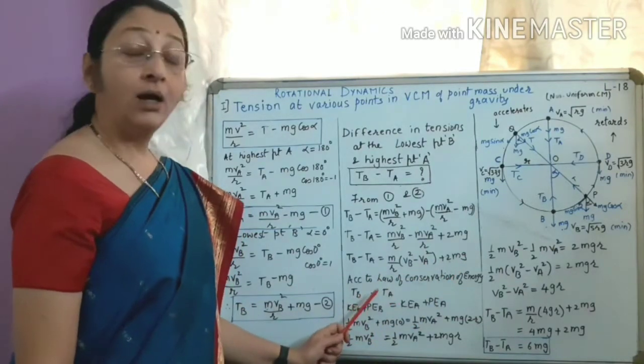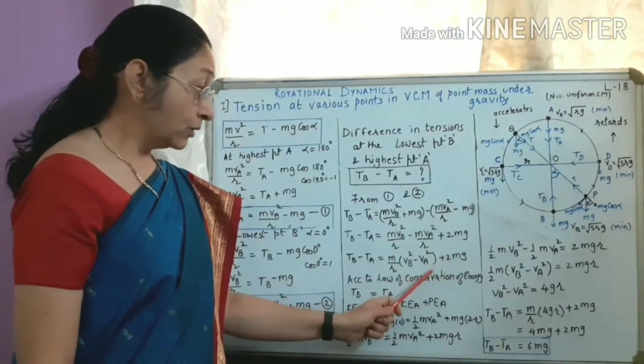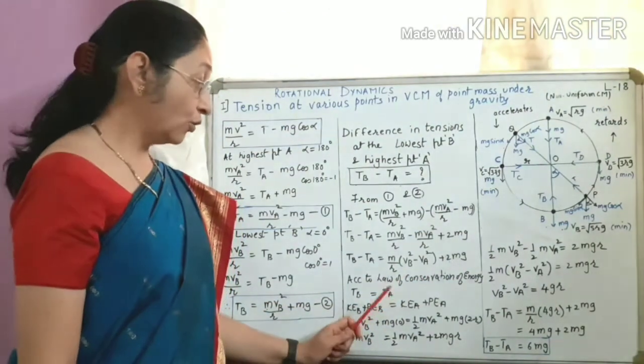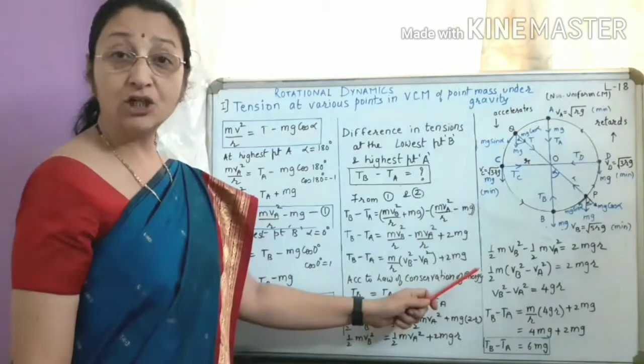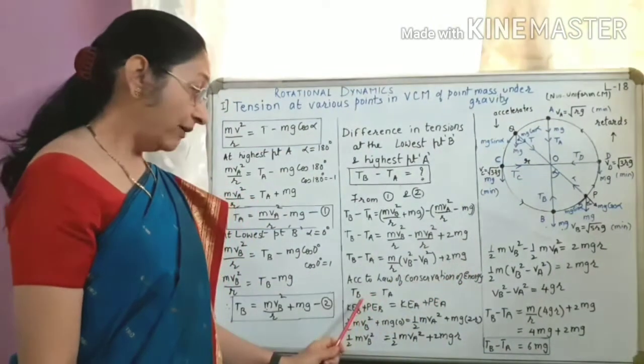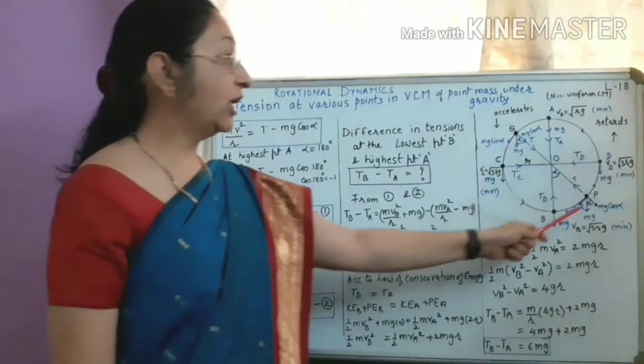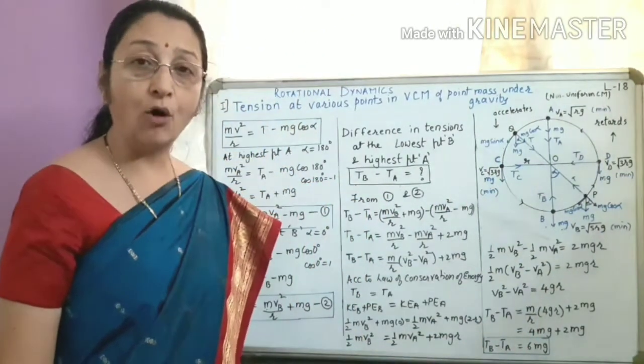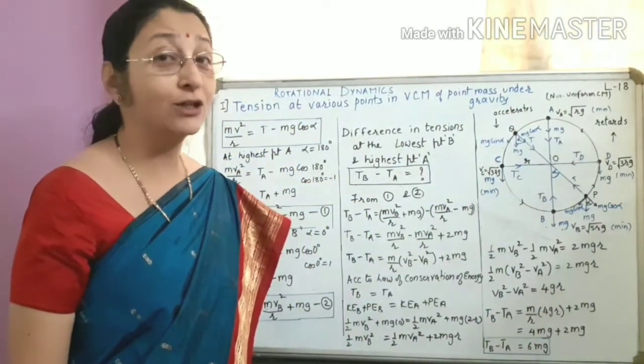Now, here, we want to find the value of VB square minus VA square. So, according to the law of conservation of energy, how do we write? We know that energy at all the points in the vertical circular motion remains the same, is always constant, or is conserved.